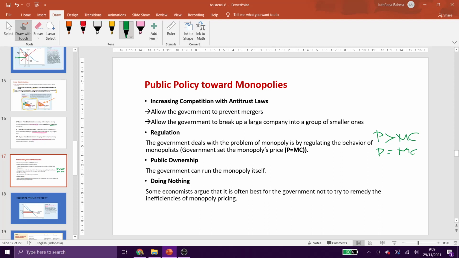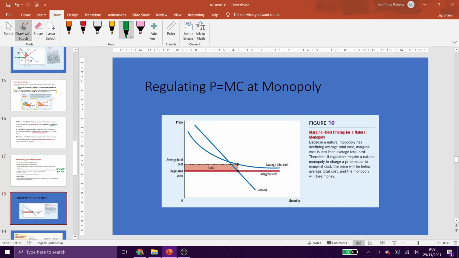For example, Tokopedia and Gojek. We see that the government of Indonesia does nothing about it. Okay, so here is regulating, regulation number two. The government regulates that the price that should be charged by the monopoly in a monopoly market should be the same as the marginal cost.